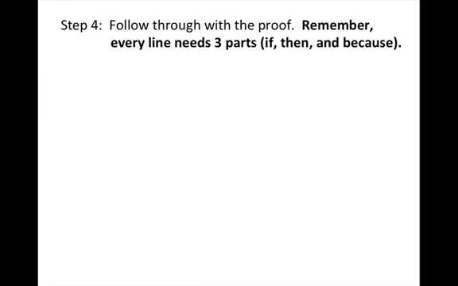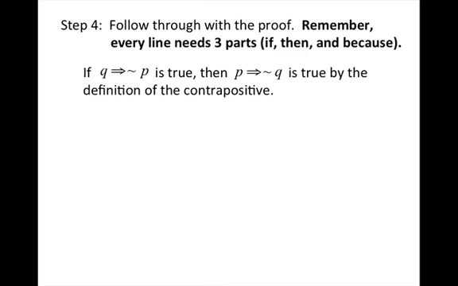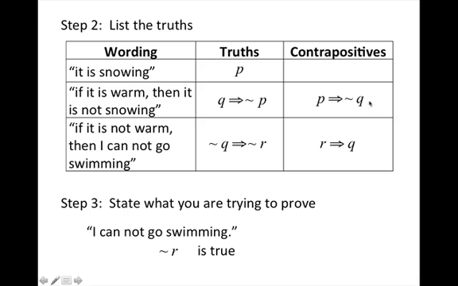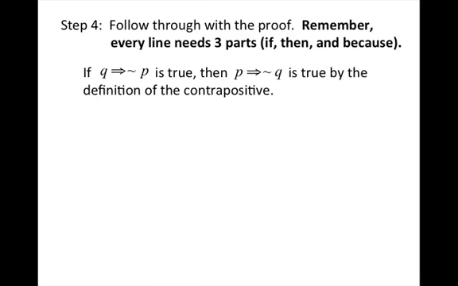So step 4, let's follow through with the proof. Now that we've got the basic idea of how we're going to prove this, let's make sure each line has the 3 parts. So first, we've got to prove the contrapositive that we had listed. If I look back at the table, I had that contrapositive listed, but it wasn't given to me in the proof. It wasn't given to me as a truth. So I have to first prove that it was true. So I can prove that it's true by using the implication that I was given. So I was told Q implies not P is true.